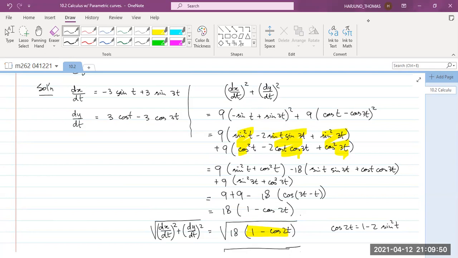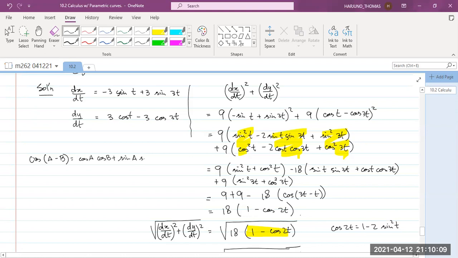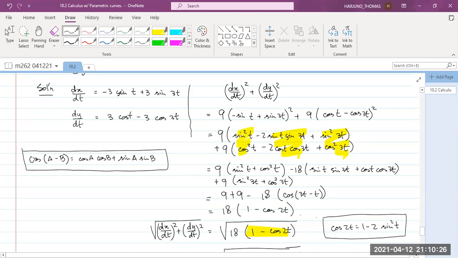Yeah, cosine plus sine is the cosine of a difference. Cosine of A minus B is cosine A cosine B plus sine A sine B. Yeah, that's one thing that we need to remember. Okay, and that's for number 44.